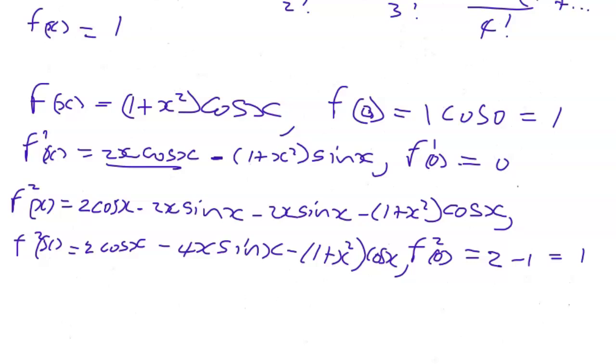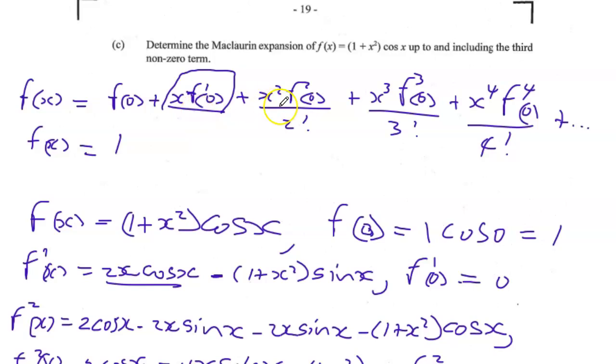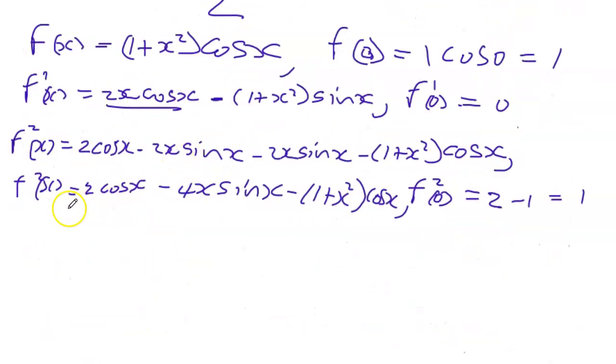So this is a 0 term. So come to here. This is 1. So it's x squared times 1, which is x squared, over 2 factorial, and 2 factorial is 2. Let's find the third derivative now. To get the third derivative, we differentiate the second derivative, alright? So differentiate 2 cos x, we get negative 2 sin x.